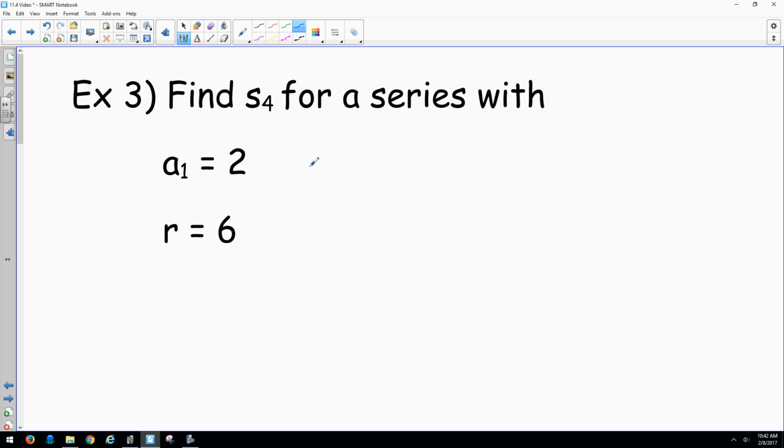So here's another example. Here we're looking for the first 4 terms. Our first term is 2. Our common ratio is 6. And I'm actually just going to do this the second way. So to find the sum of the first 4 terms, I have the first term, which is 2. And I'm just going to add that to the next term and then until I get to 4 terms. So our common ratio is 6. I'm going to go ahead and multiply that 2 by 6 to get to the next term. Multiply that by 6 and multiply that by 6. And just add those together.